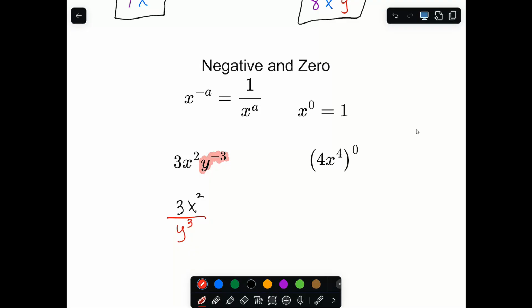And then for our last little example here, anything to the power of 0 is equal to 1. So this whole thing right here has an exponent of 0. So this whole thing is just equal to 1.